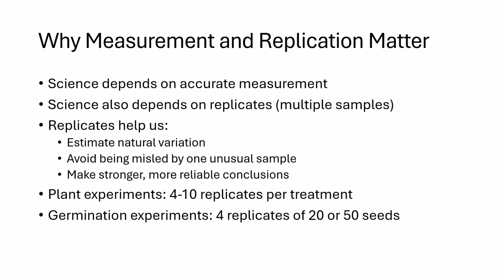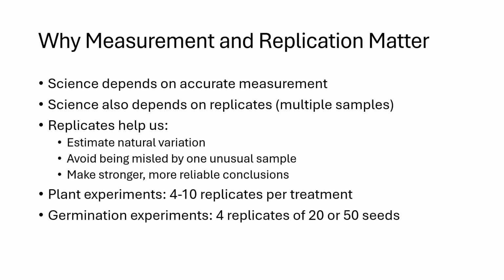Measuring one leaf would tell us almost nothing. Plants vary, even within the same species. By measuring multiple leaves, our replicates, we get a much better picture of what's typical and how much natural variation there is. Replication is what turns a single measurement into real data. In this experiment, we're collecting 10 leaves.